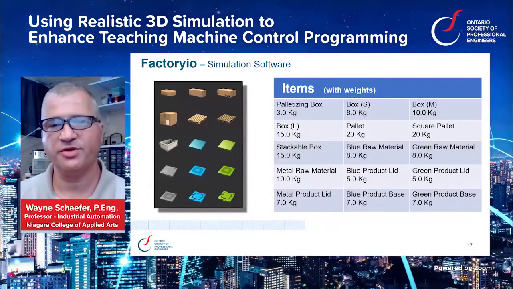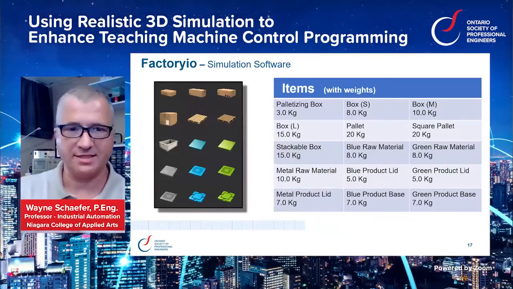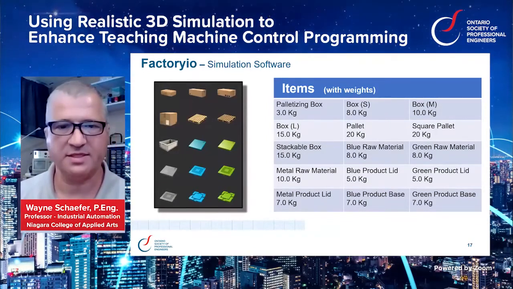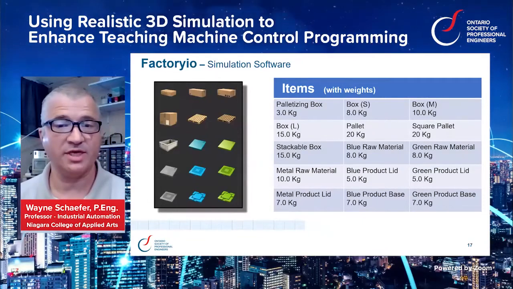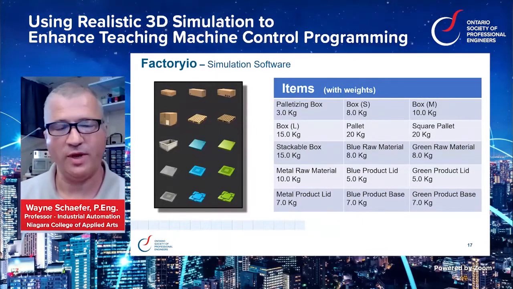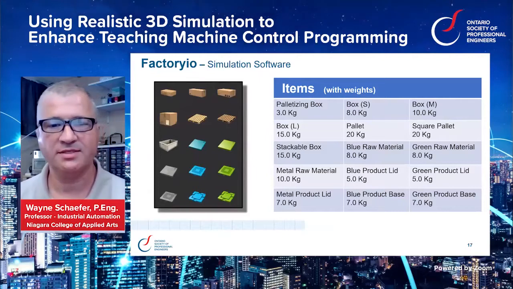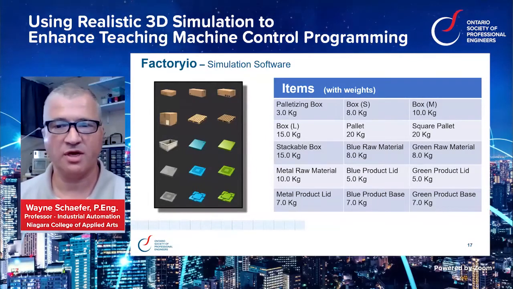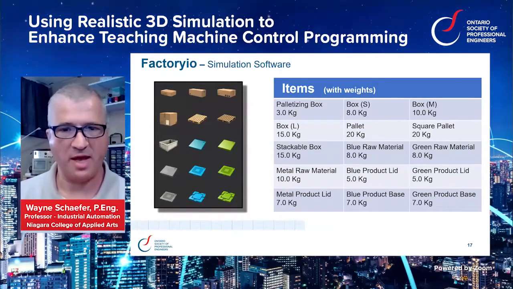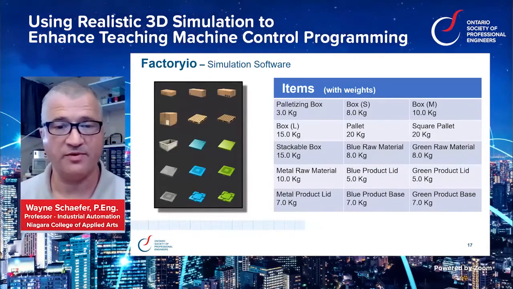So shown here are some of the transferable objects that can be put inside the simulation and move inside the simulation. But the boxes not only come in various sizes, but they have unique weights, and you can use these weights inside the simulation. And as you saw in the previous video, there's pallets and storage containers to put some of these items inside or on top of.